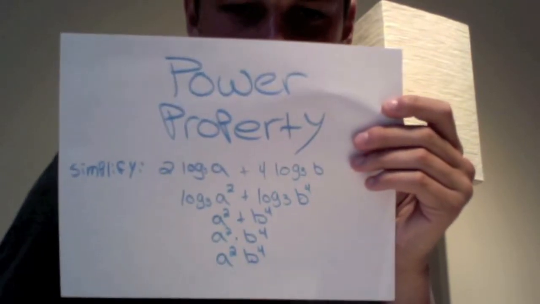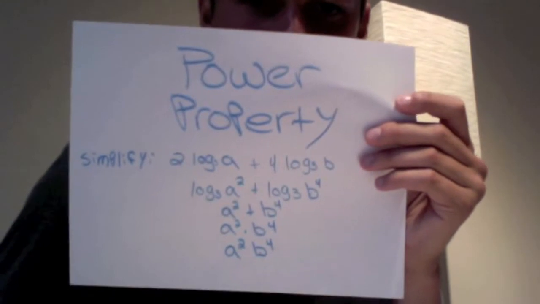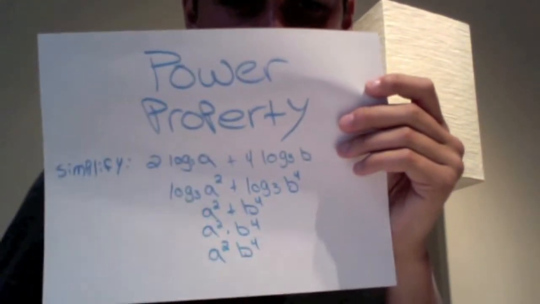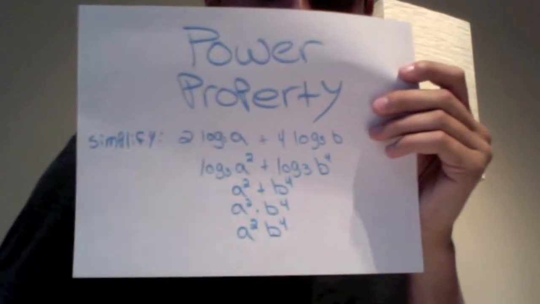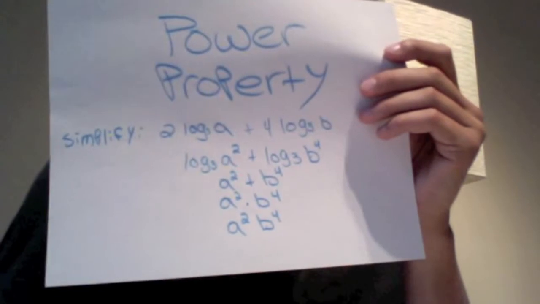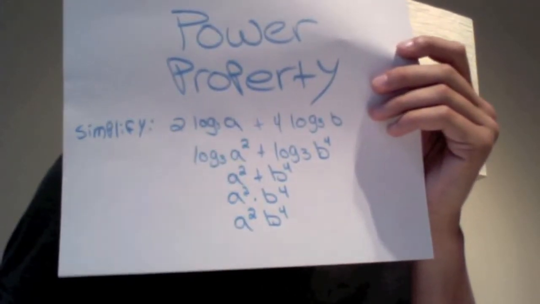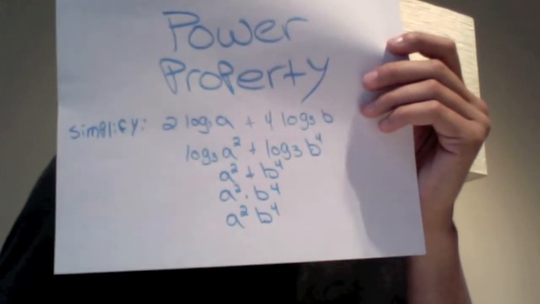Simplify 2 log 3a plus 4 log 3b. Here, make it into log 3a squared plus log 3b to the 4. Here you can see that now it's back to the product property. Just multiply the a squared and the b to the 4. A squared b4 should be your final answer. Properties of logarithms.